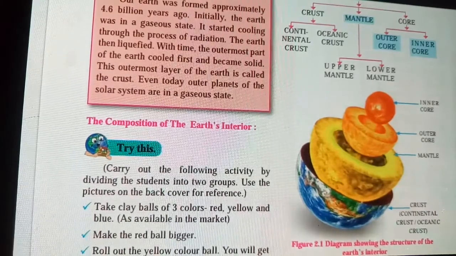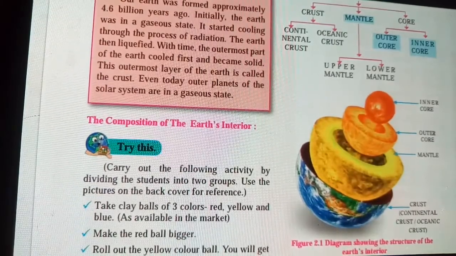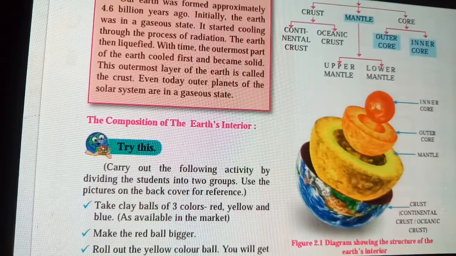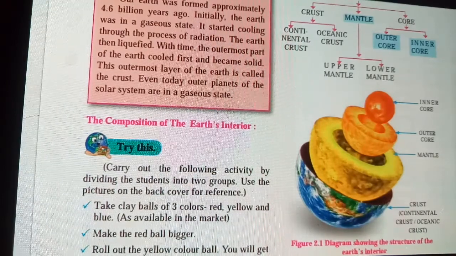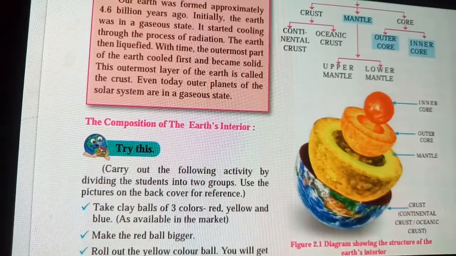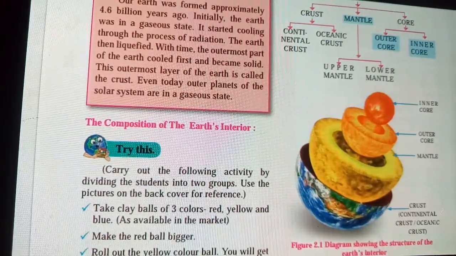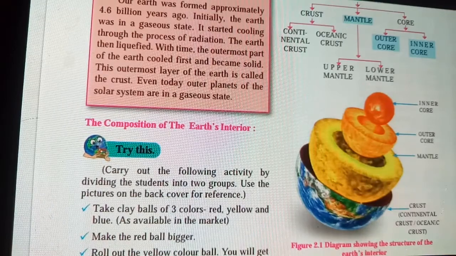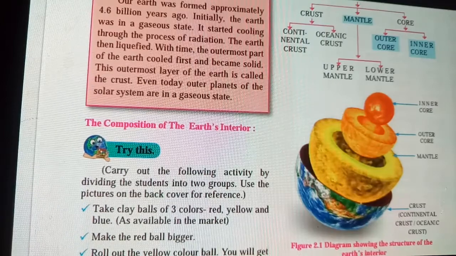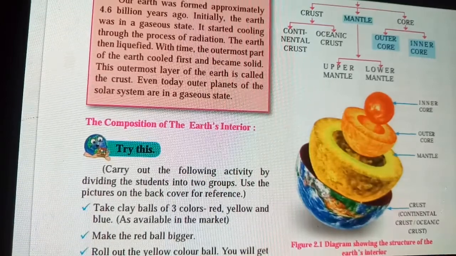Next is the mantle. The mantle has the upper mantle and the lower mantle. You see there are different layers given in the Earth's interior: the inner core, the outer core, and the mantle. The mantle has hot magma, so it is very hot over there. So you have different layers in the interior of the earth, the upper mantle and the lower mantle.